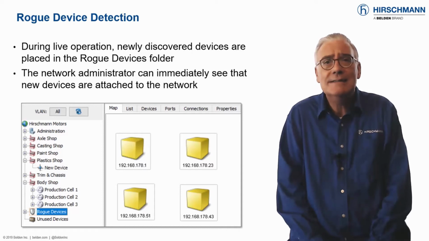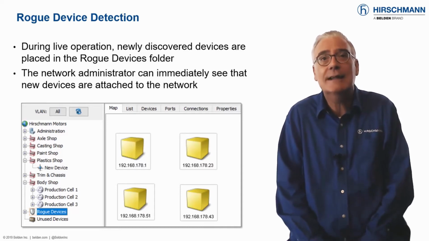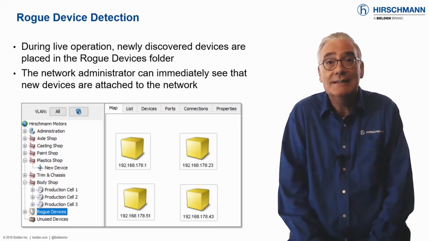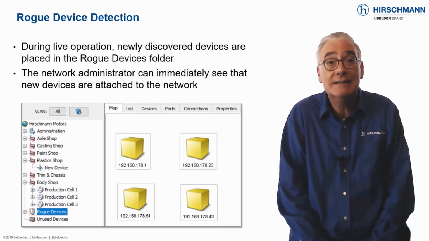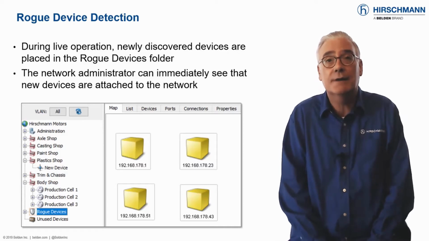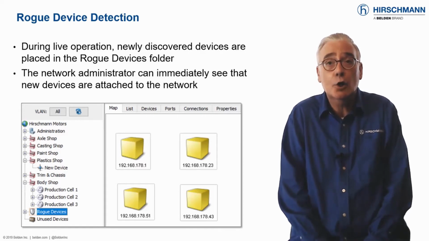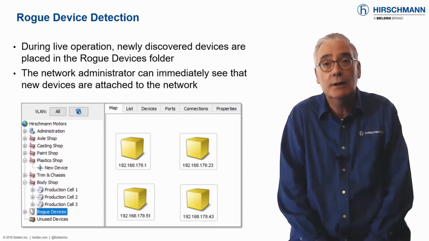The rogue device detection feature periodically scans for new devices. If discovered, the devices are added to the rogue devices folder and you will be notified. This gives you the opportunity to take action before a rogue device causes problems on your network.